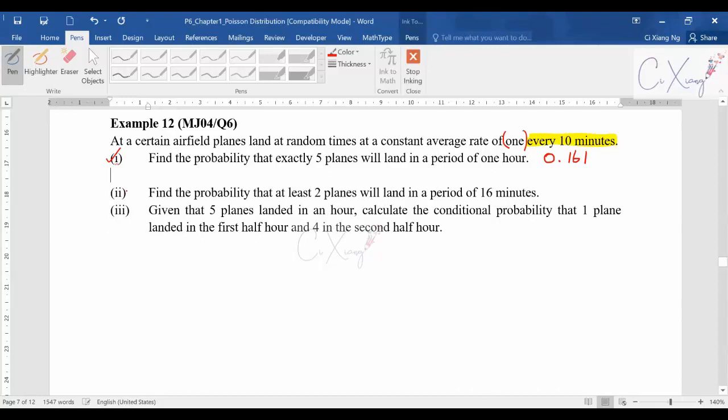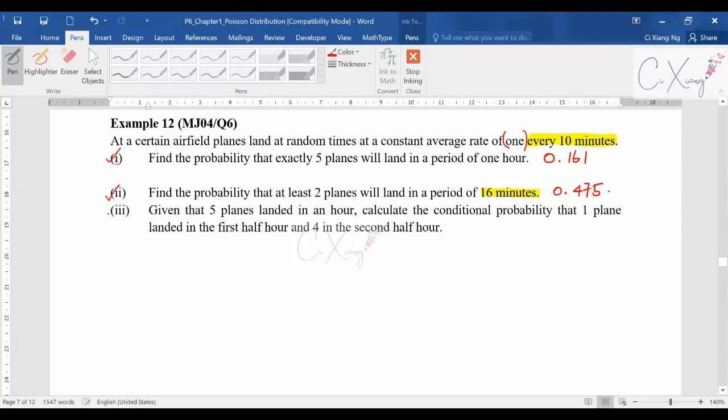Then for part number 2, find the probability that at least 2 planes will land in a period of 16 minutes. Again, you need to change the mean according to the interval given in this question, and after that you find the probability. It is not hard either, so I will just leave it for you to get the answer, which is 0.475.